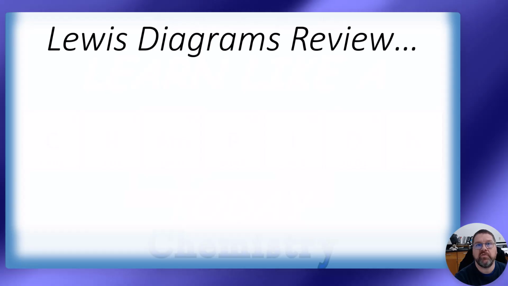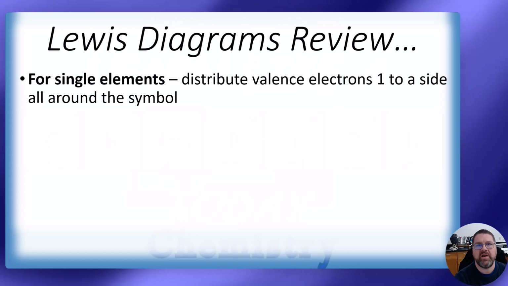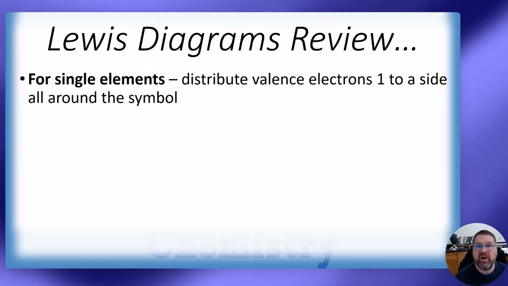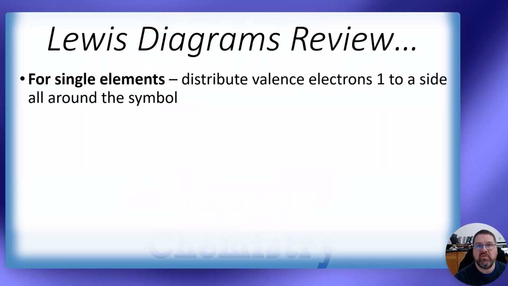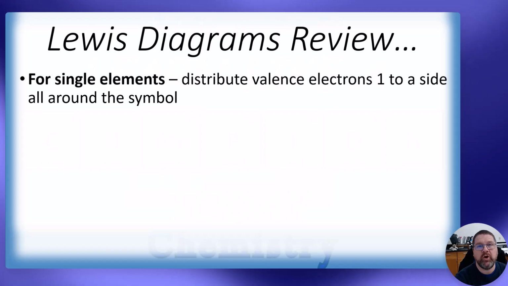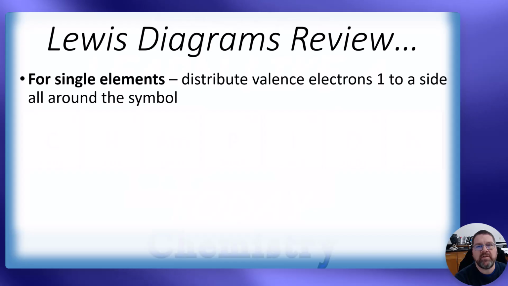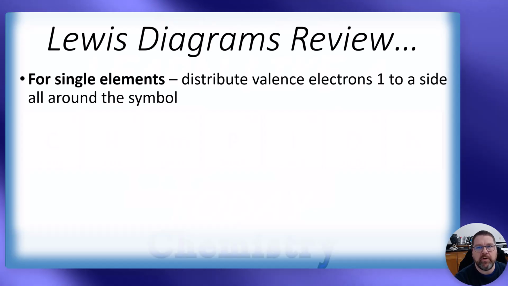So a quick review of drawing Lewis dot diagrams. For single elements, what we would need to find is the number of valence electrons. We can either determine that by writing out the configuration and looking for the valence shell, totaling up those electrons, or if you remember from Gen Chem, we can use a shortcut where we look at the group number that is at the top of the column that the element happens to be in, and the ones digit of that group number is the same as the valence electrons that you have.